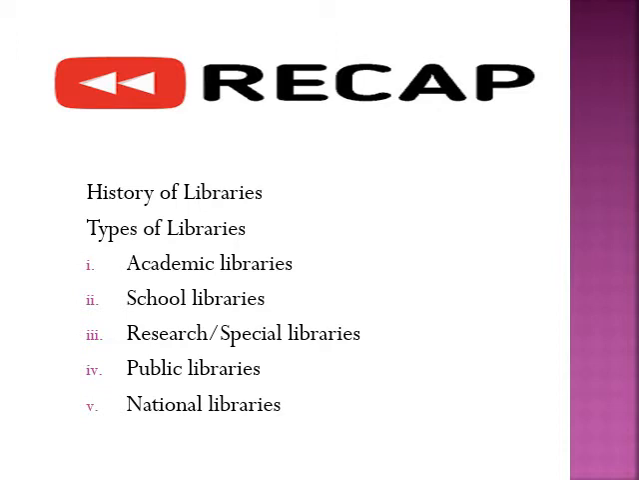In our last class, we talked about the history of library. We also talked about the types of library. I'm sure you can remember them. And we said we have 5 types of libraries. And these include what? Yes, you are right. Academic libraries, school libraries, research and special libraries, public libraries, and national libraries. So as I mentioned earlier, today we shall be looking at library services.